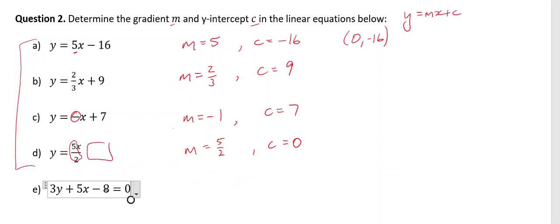Get both the 5x and the negative 8 over to the other side. How do we do that? We're going to subtract 5x and add 8 over. So we're going to have 3y is equal to negative 5x plus 8.